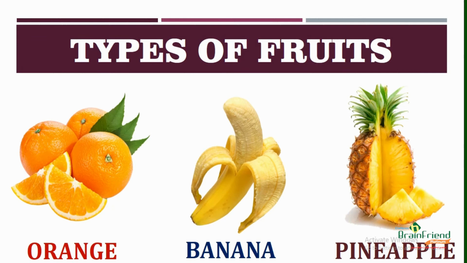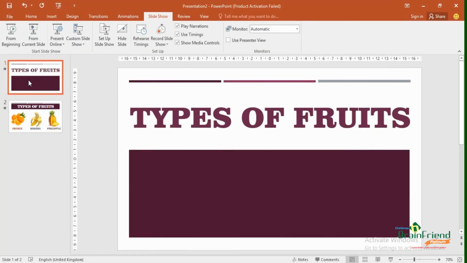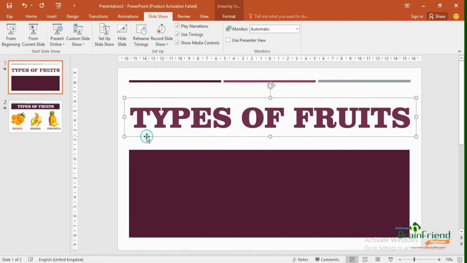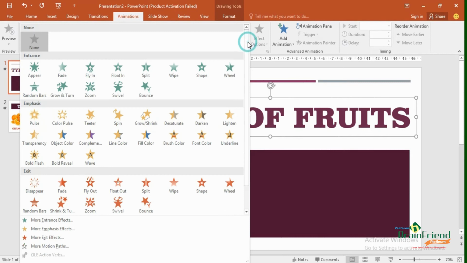The next type of effect we're going to play with is the animation effects. With animation effects, you can animate individual objects in a slide. To animate, simply select the object, which could be a text or a picture, even videos, and then click on the Animations menu. Next, select an animation effect.